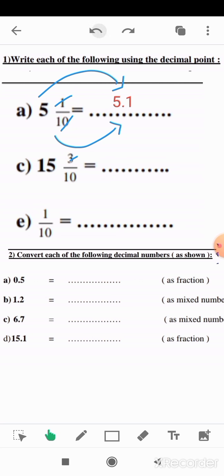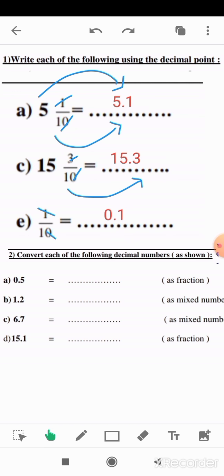Here I have 15 and 3 over 10. 3 will take 0 and go down, and 1 will be transferred as a point, and 15 will come down the same. Here I have 1 over 10. 1 will take 0 and go down, and 1 will be transferred as a point. We will write 0 here if I don't have any number besides the main numbers. So I have 0 here.